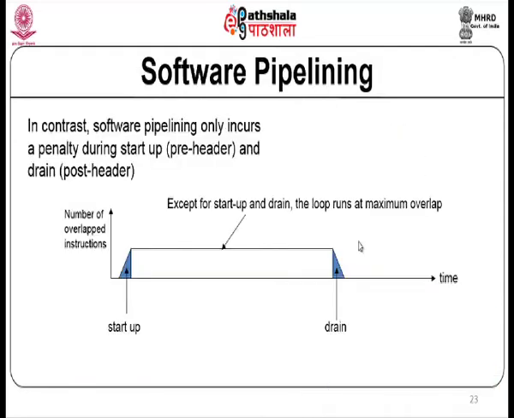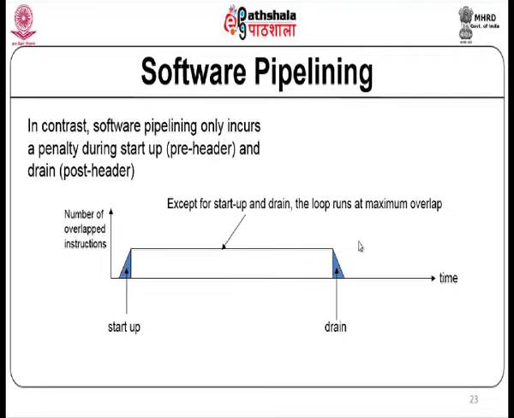Now, if you look at software pipelining, in contrast to loop unrolling, there is only one kernel, where there are not a number of iterations which get executed. There is only one kernel where it runs at maximum speed, where all the instructions have been brought in, and only the preamble and the postamble are going to cause problems. That is the only place where you are not going to operate at the maximum level. So, there is only one overhead associated with software pipelining. That is the contrast between loop unrolling and software pipelining.